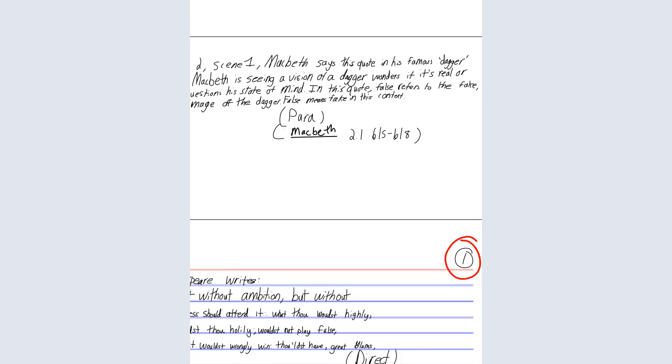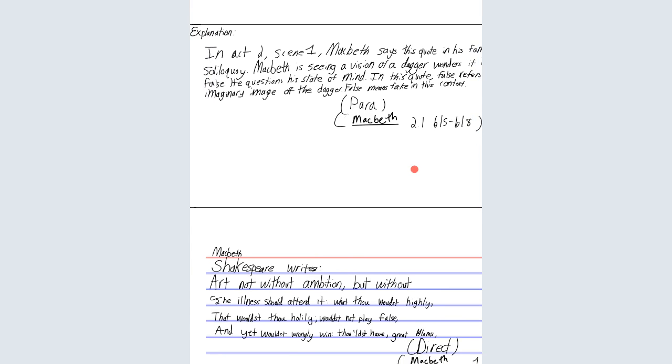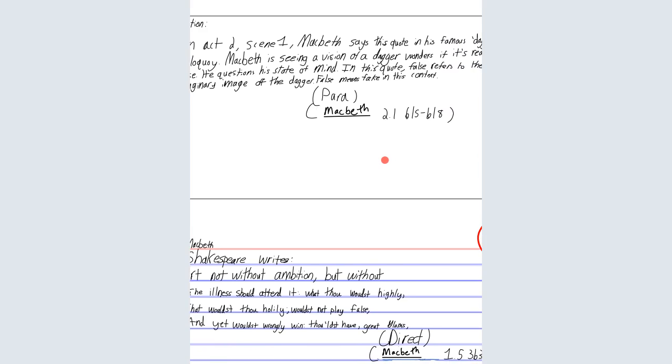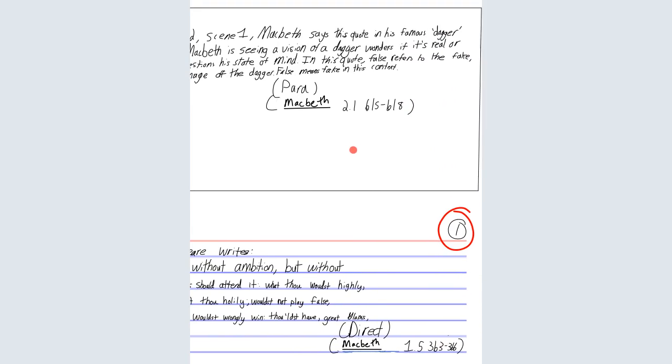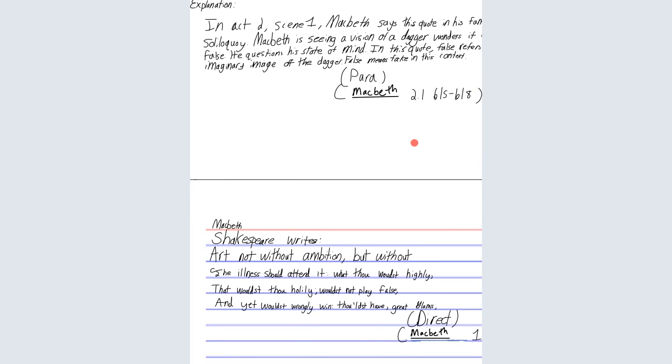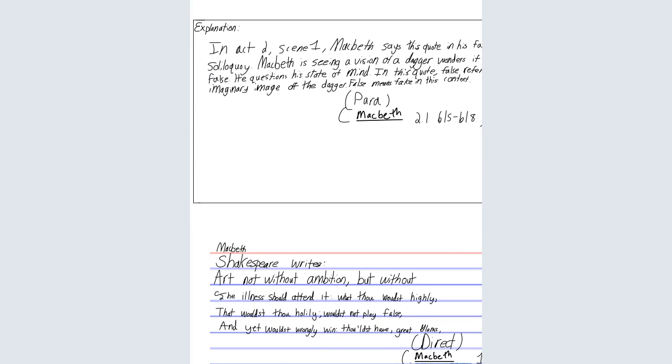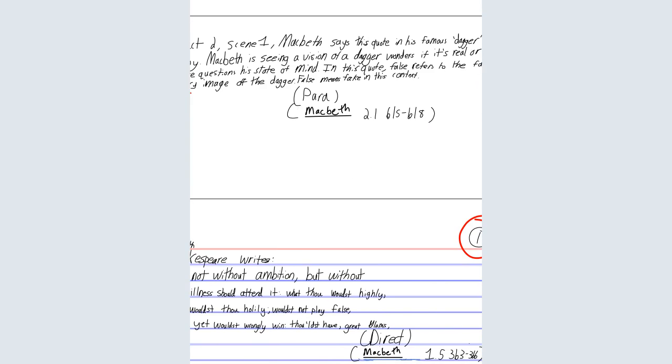And wonders if it's real or false. He questions his state of mind in this quote. False refers to the fake, imaginary image of the dagger. See, that's different than false or untrue. All right, this is imaginary, or fake, that way. And it's a paraphrase of the original. Okay, and it repeats the same documentation, just to be clear about where it comes from.